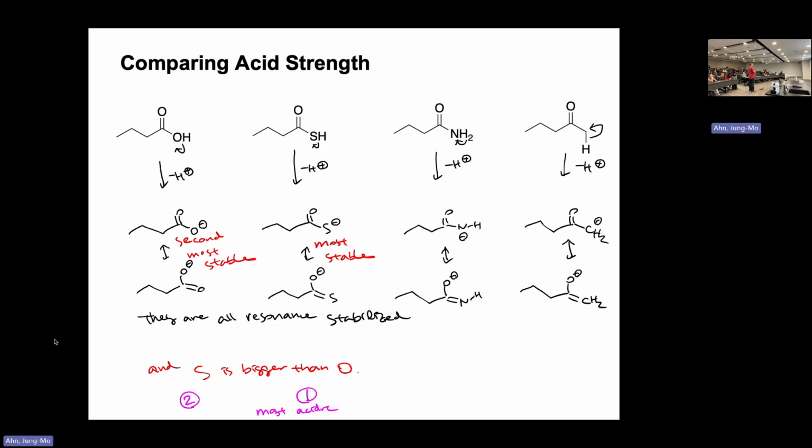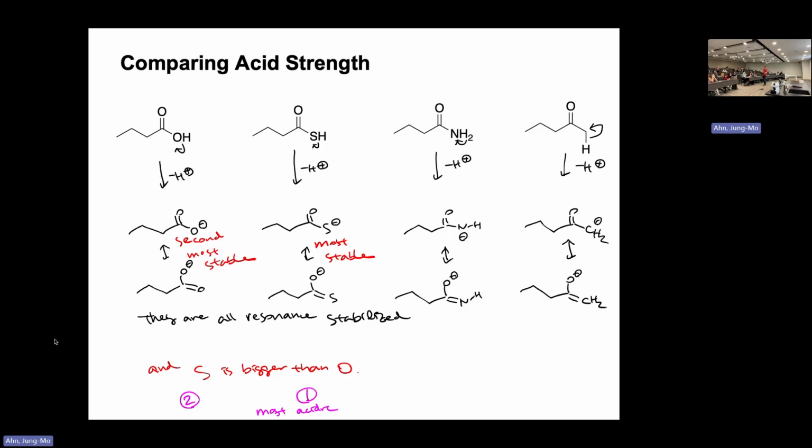But I cannot directly compare this to that, because these are a little different. Size is still bigger for sulfur, but it may not be straightforward. So after we do that, let's compare this one with that one. If you compare this one with this one, which is more stable? Is the oxygen negative charge more stable, or the nitrogen negative charge?